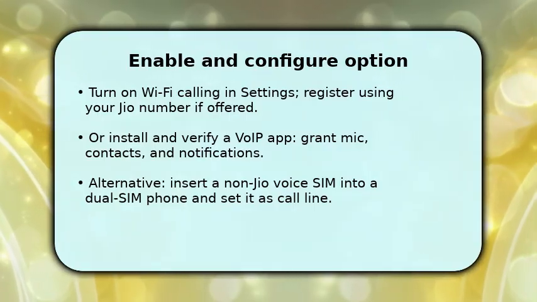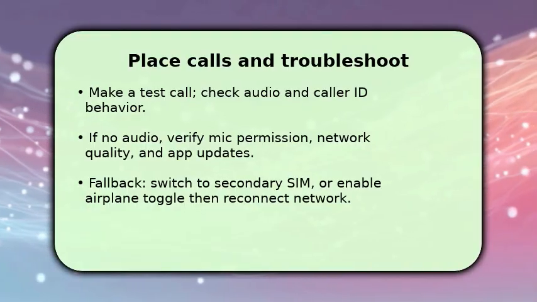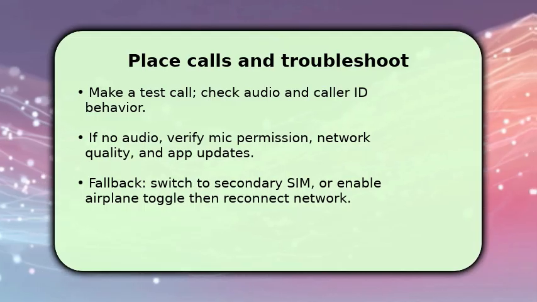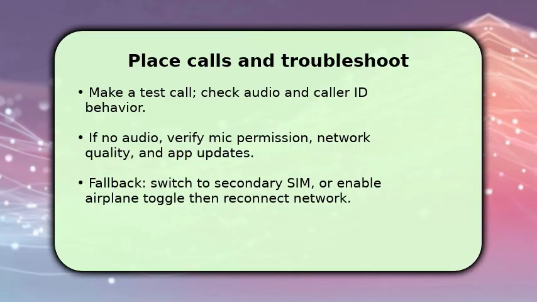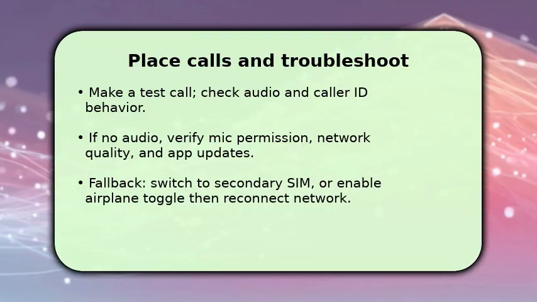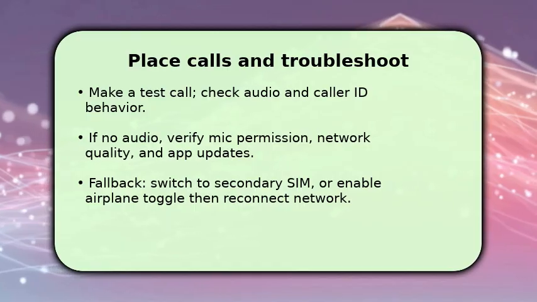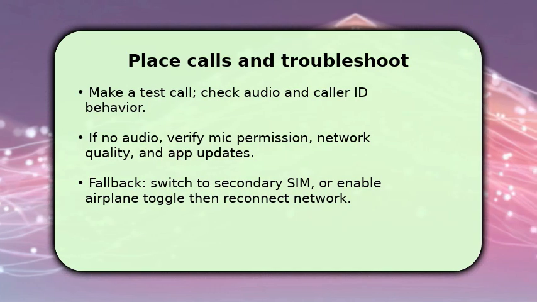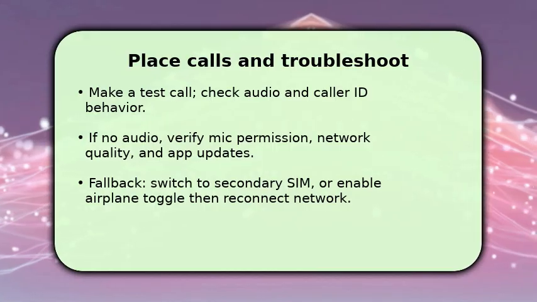Place a test call using the method you configured and listen for proper audio and caller ID. If you hear no sound, first check mic and speaker permissions, then confirm your Wi-Fi or data signal quality and make sure the app or system is updated. If registration fails, toggle airplane mode for 10 seconds, then reconnect. This forces network reattach. As a final fallback, use the secondary non-Jio SIM for voice calls or try another VoIP app. These steps resolve most common issues.